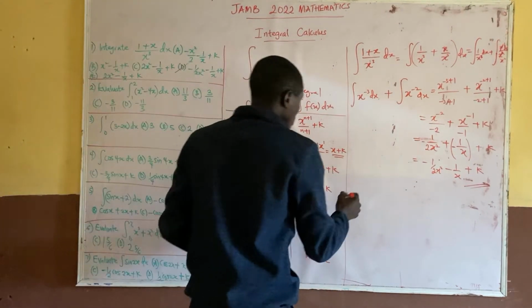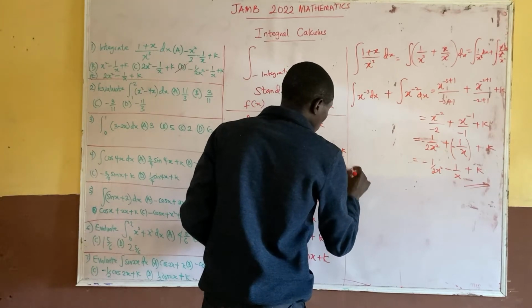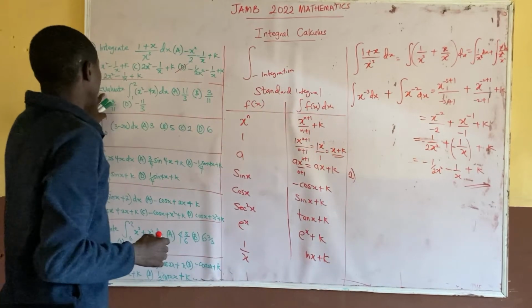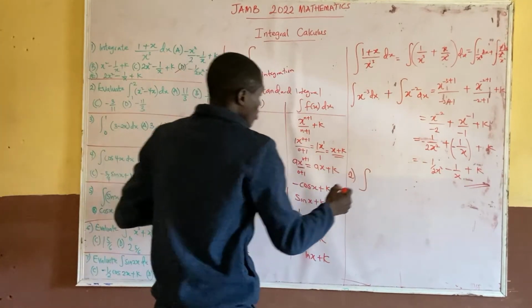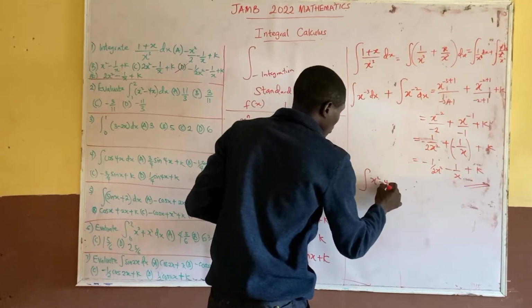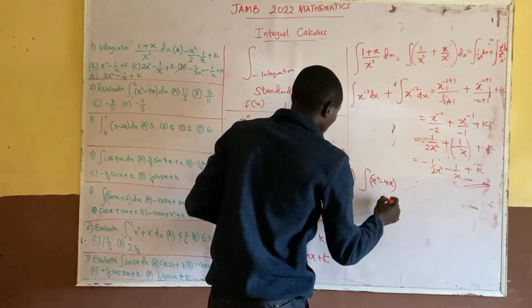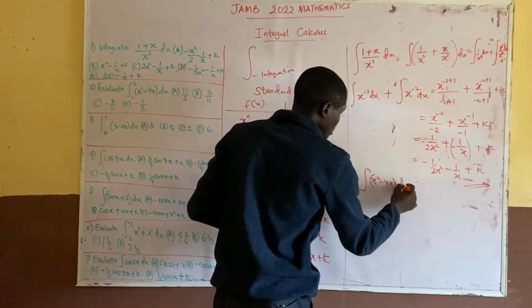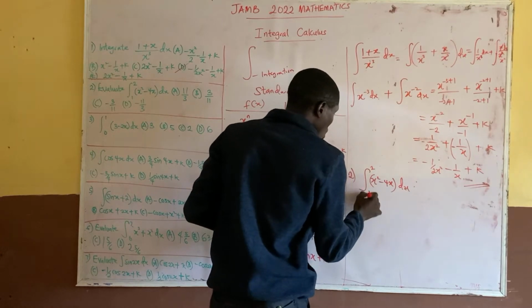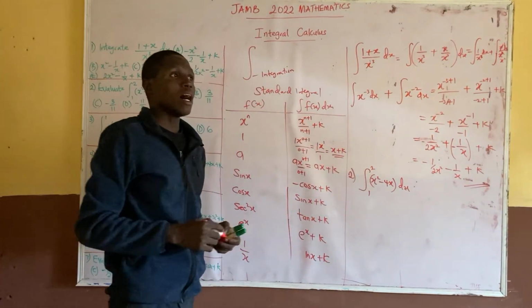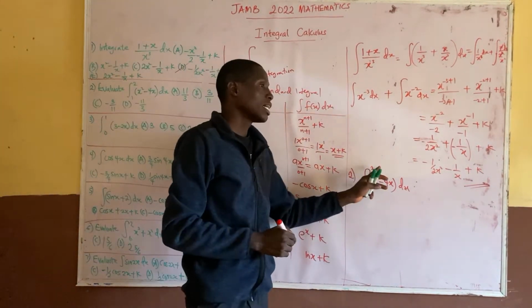Now, number 2 question is what? It's an integral with boundary. Number 2 question says evaluate the integral of x squared minus 4x, close bracket, dx, with boundary 2 and 1. We have what we call integral with boundaries.